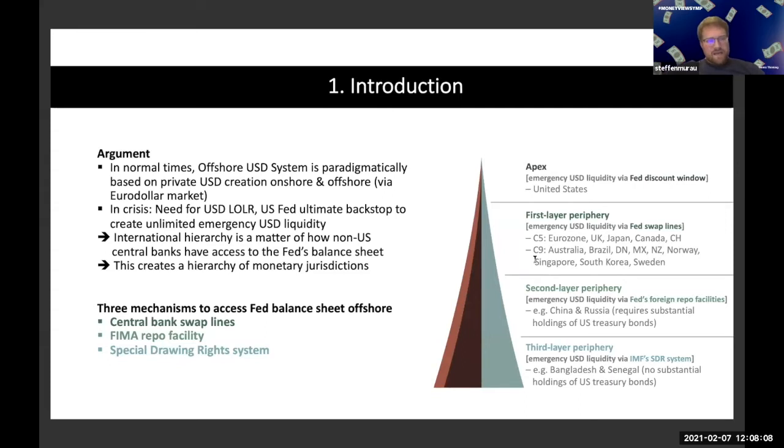But where does hierarchy come from now? Our argument is that it is because of different ways non-US central banks are able to access the Fed's balance sheet. This is necessary in a systemic crisis, because then the central banks need to replenish their FX reserves with dollar instruments to pass them on to their domestic banking systems. But this also creates some kind of an outside spread, which matters during normal times. And we say there are basically three systems in place: the swap lines, then the new FIMA repo facility, and the SDR system.